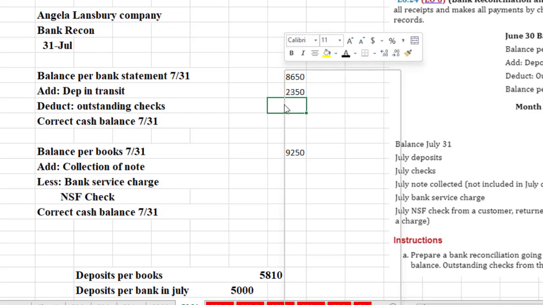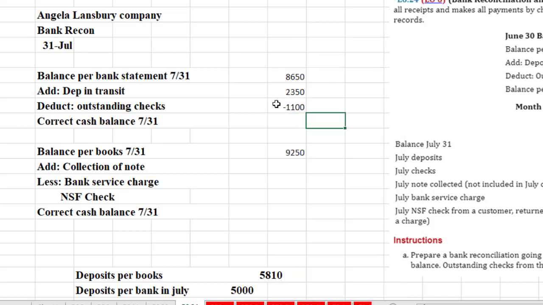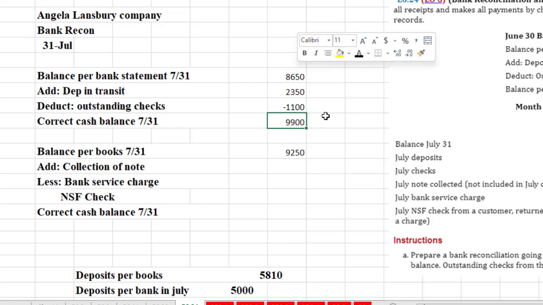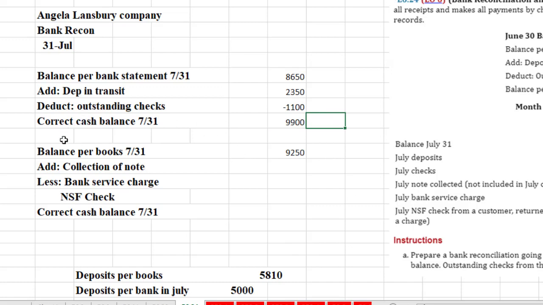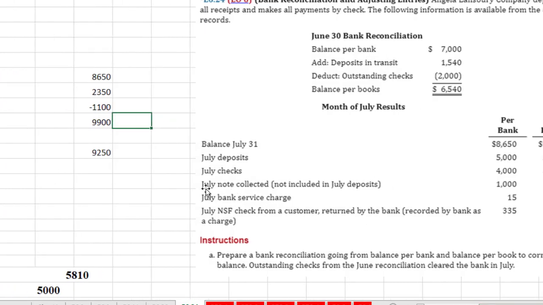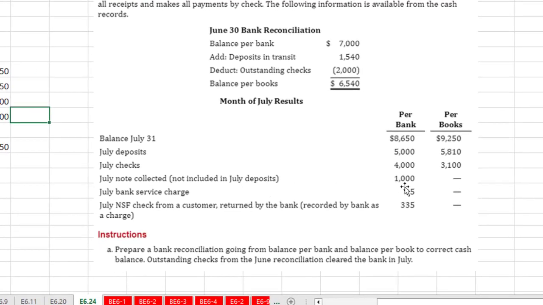So we need to put that into the equation. And so now that if we take the beginning plus the deposits that need to be added minus outstanding checks, we get a correct balance or an adjusted balance of 9,900. Our books aren't the same as that, so that means there's some things that are missing. So specifically speaking, we're looking for things the bank knows about but we didn't know about, and one of them is a note that was collected.